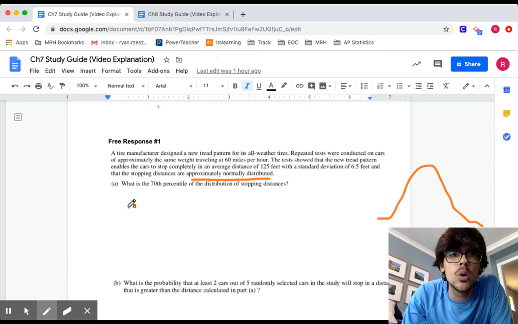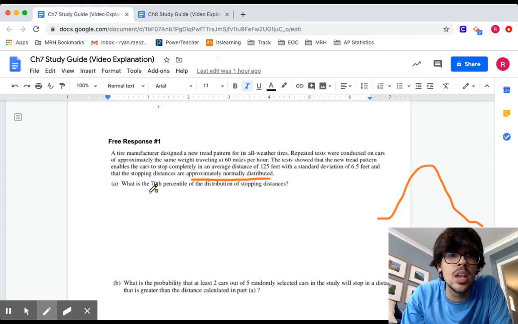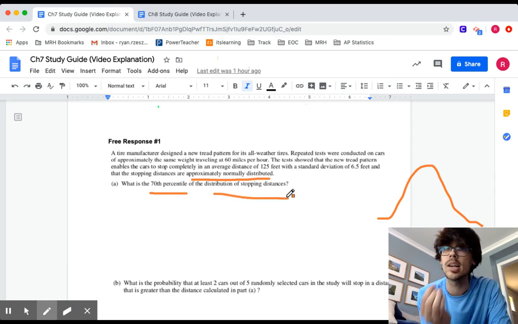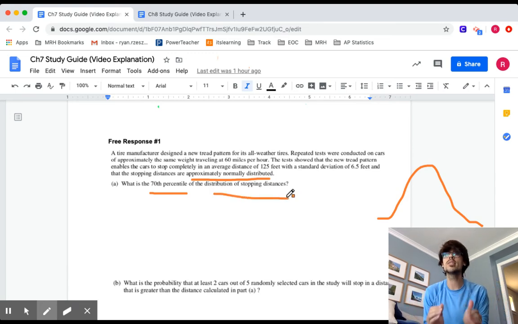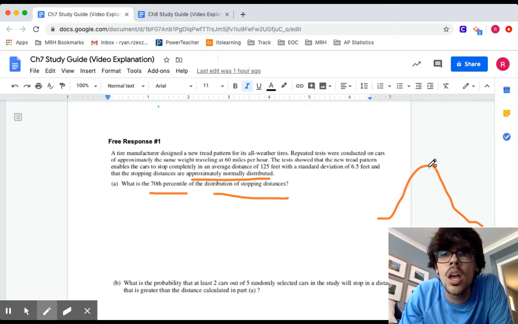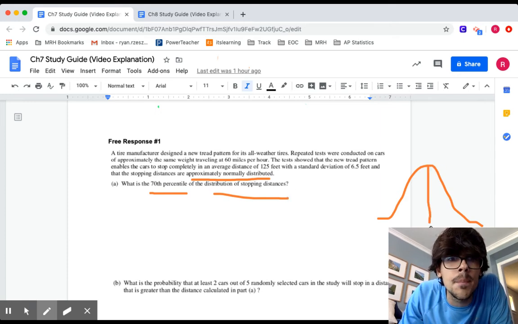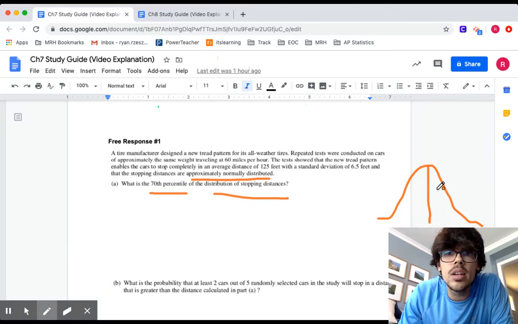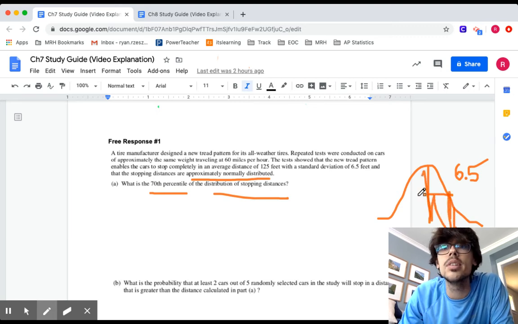This first problem, though, isn't even talking about a sampling distribution. It just says, what's my 70th percentile of stopping distances? Nothing about taking an average or X bar or anything like that. Just what's the 70th percentile? Well, my original problem has a mean of 125 and a standard deviation of 6.5. And they want to know what the 75th percentile is. Sorry, I keep saying 75th. The 70th percentile.